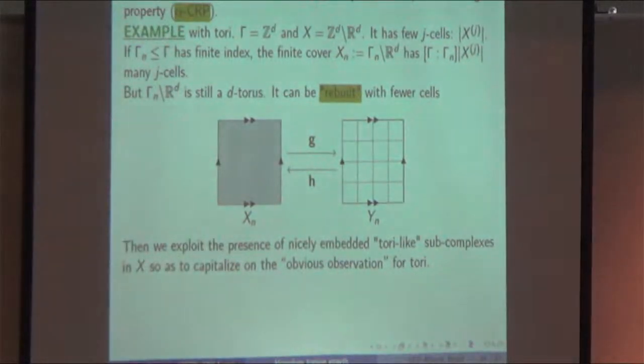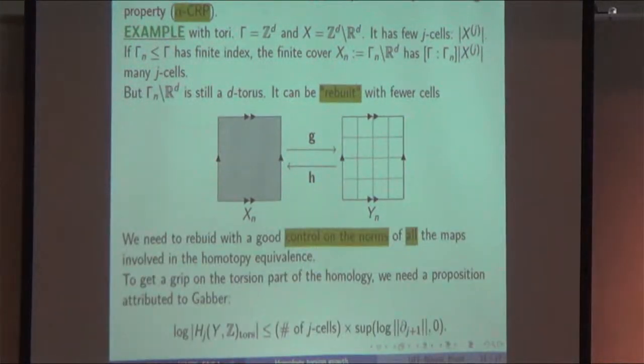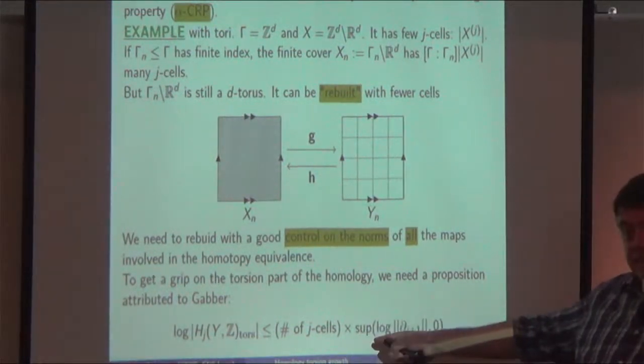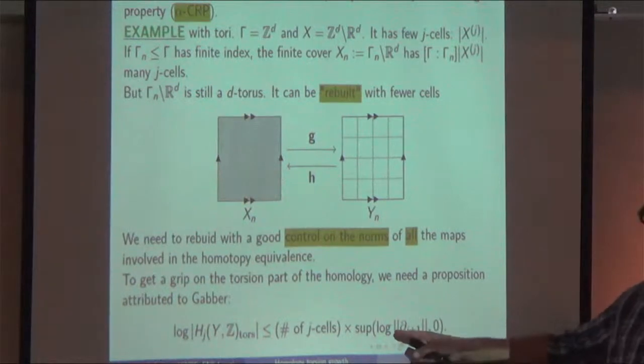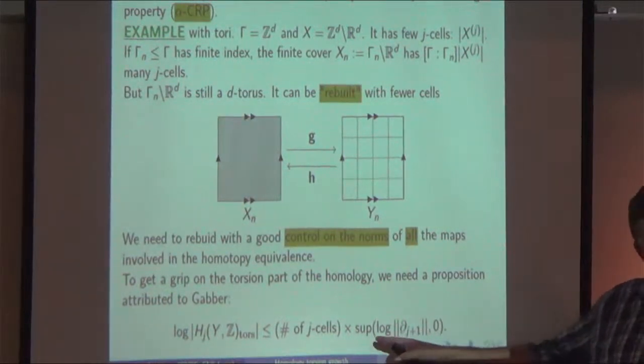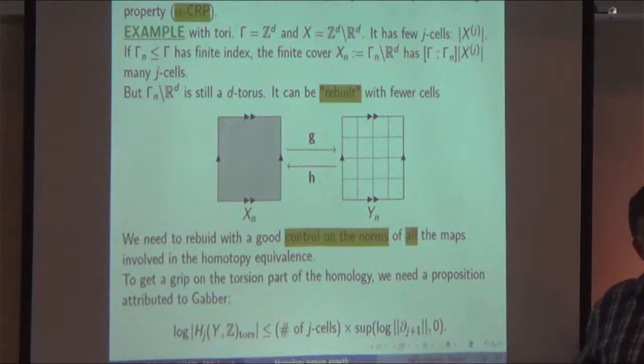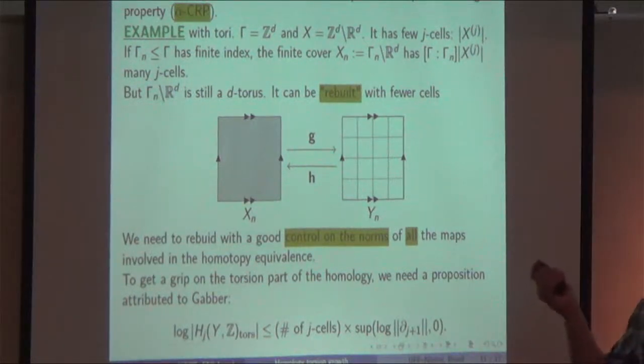Just a point. If we want to get a grip on the torsion part, we need to use a proposition due to Gabber, which says that the logarithm of the size of the torsion is bounded by the number of cells times essentially the norm of one of the boundary maps. So to have some information on the torsion, we must, in the reconstruction, have a control on the norms.